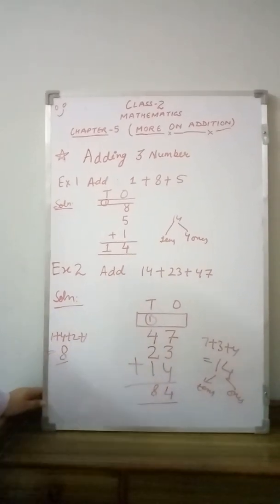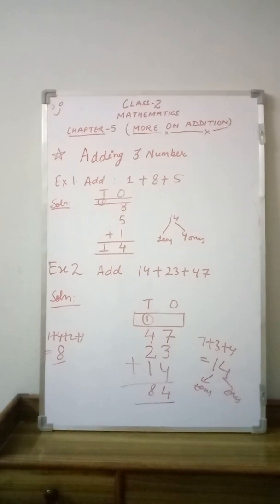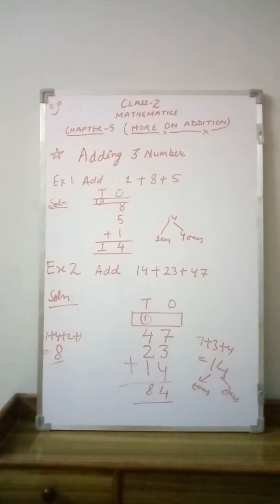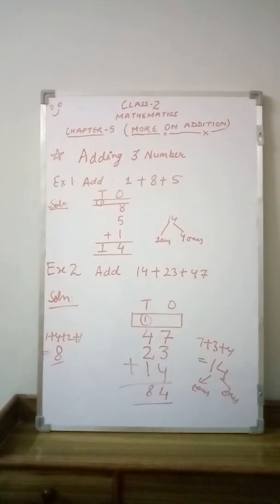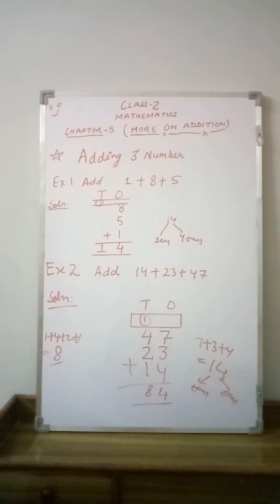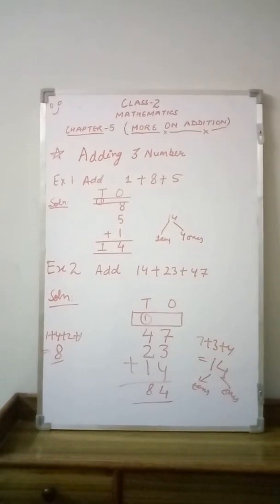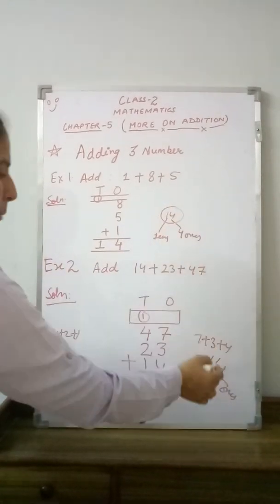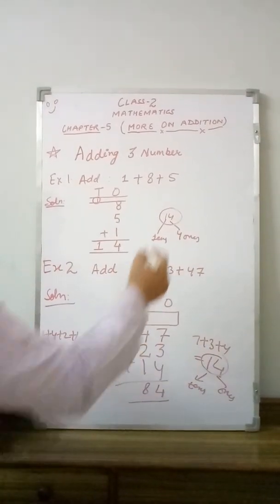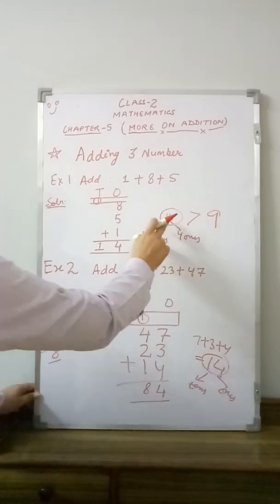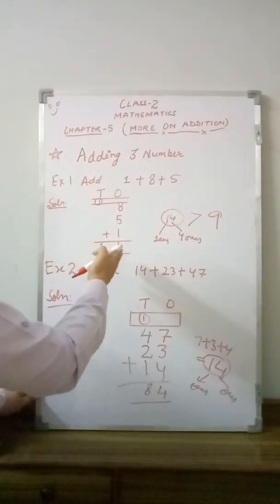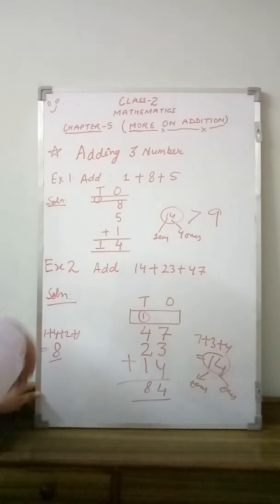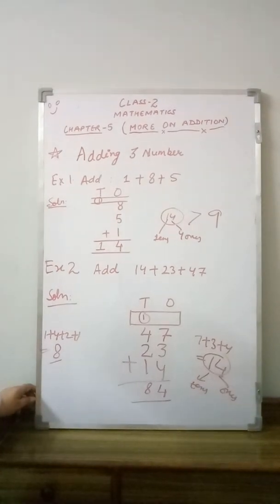So the method is the same whether the number is a 3-digit number or a 4-digit number. You have to arrange all the numbers column-wise and start adding from the ones place. If the ones place sum is more than 9, here the ones place is 14 in both examples, they are greater than 9. When the ones place sum is greater than 9, then you have to regroup that number with the next place.